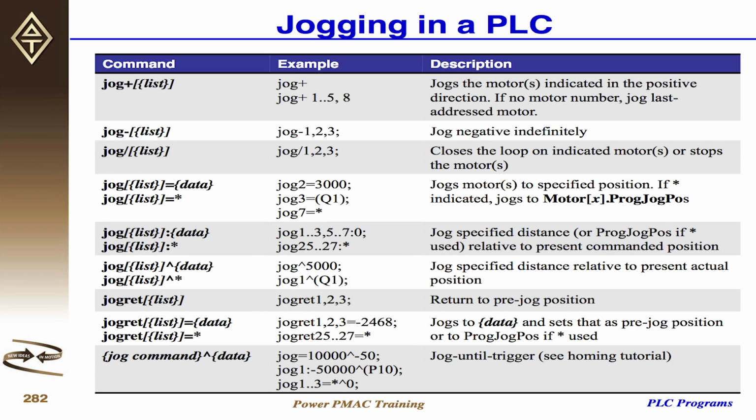And you can also jog until trigger by issuing any of the aforementioned jog commands and putting a caret to indicate the trigger move, and then the position you want to move relative to the trigger after experiencing the trigger. So jog equals 10,000, caret -50, will try to jog the currently addressed motor to 10,000, but if it encounters a trigger, it will jog backward 50 counts from where it experiences the trigger. But the same jog commands are available to you from the PLC.